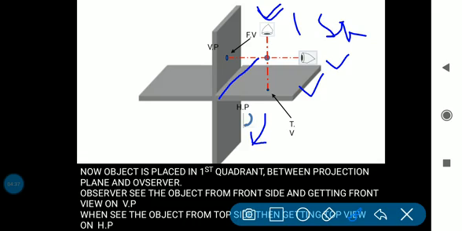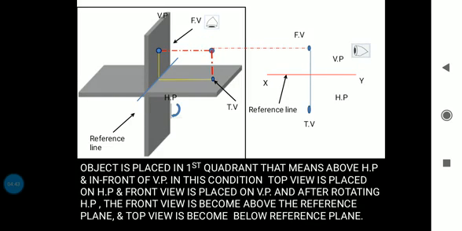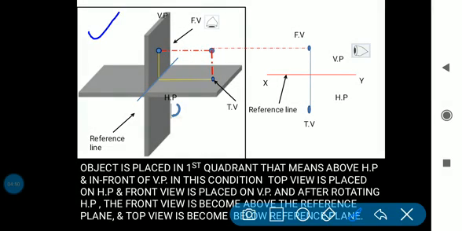You know there are four types of projection. Now we see them one by one. This is the first angle projection. In first angle projection, the object is placed in the first quadrant. Clear? And the observer sees it from the front side, and the object is actually placed in between the projection plane and the observer.